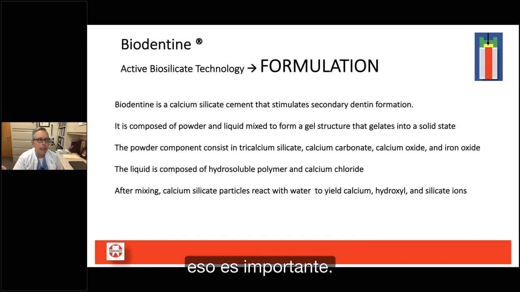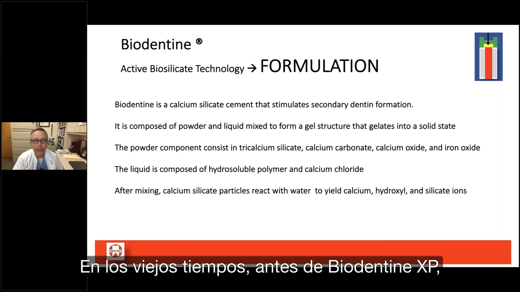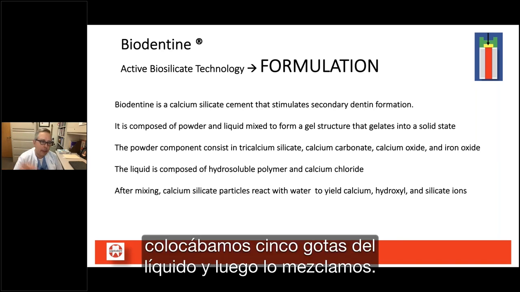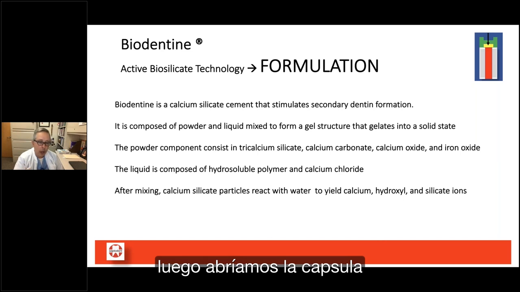That's important. It is composed of a powder and a liquid that we mix. In the old days, before Biodentine XP, the powder used to come in a capsule, and the liquid in little bottles. I have a couple of pictures later on. We used to open the capsule and add 5 drops of the liquid, then mix it using a triturator, like an amalgamator, then open the capsule, collect the material from there, and pass that to the tooth.